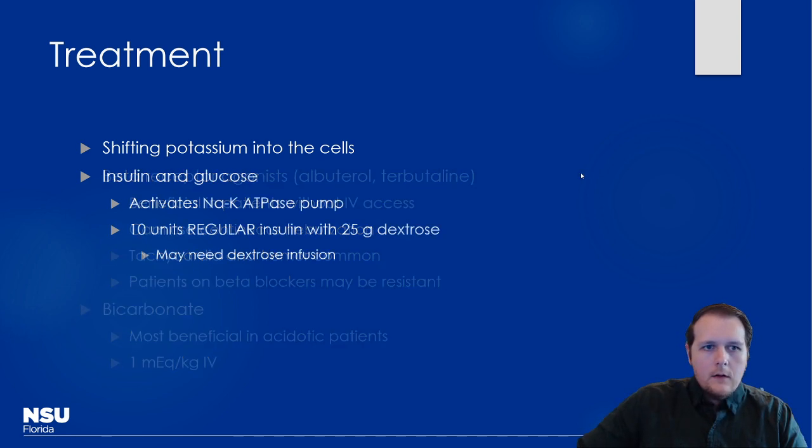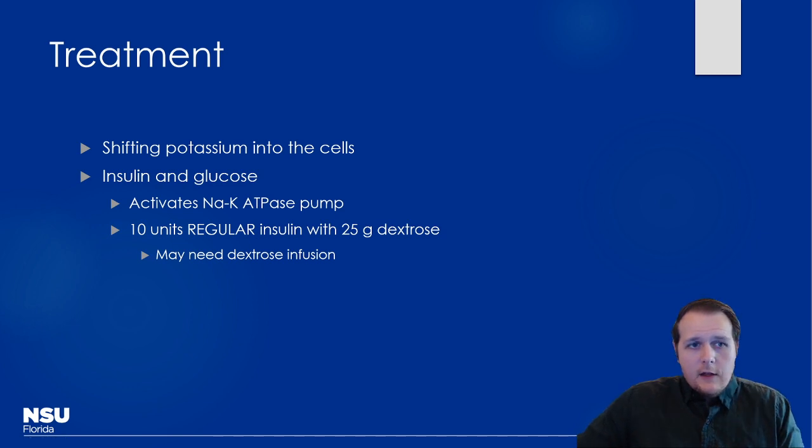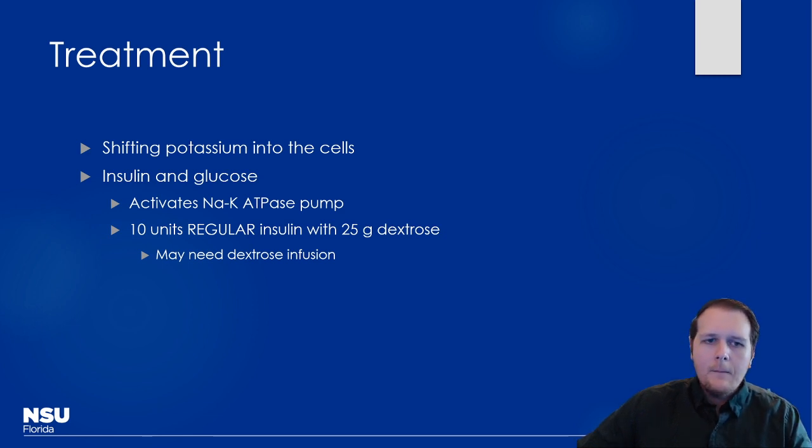Let's see. So then you have insulin and glucose. This will also work to shift potassium back into the cells. And ultimately what this is going to do is help to activate the sodium potassium ATPase pump. It gets it working in overdrive, so to speak. And again, we remember that the sodium potassium pump is really useful for helping to maintain that resting membrane potential, if you recall. Again, it's shifting these electrolytes against their concentration gradient. So it should be sending sodium out of the cell and bringing potassium into the cell, which is essentially what we're doing, right?